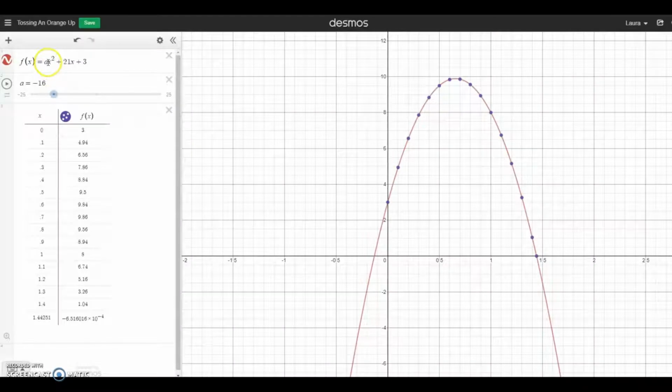Okay, so I've substituted that negative 16. I'm calling it a now, and down here I'm telling Desmos, let a equal negative 16, but also we're going to change it up a little bit, and it's going to equal other numbers too. So as I push play, see what happens to the graph, and what I really want you to focus on is what happens when a is positive and what happens when a is negative.